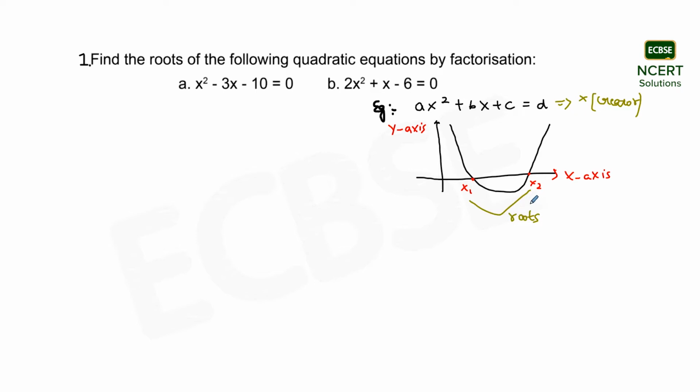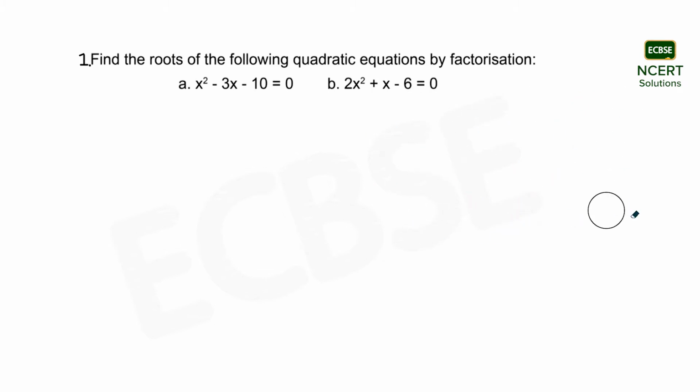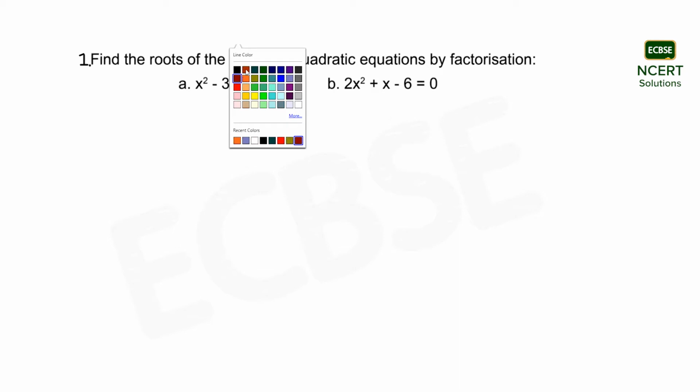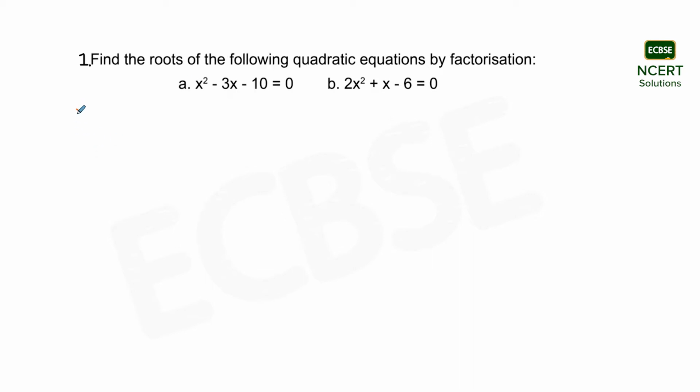That is, we need to find those values of the variable x at which the graphical representation of the quadratic equation cuts the x-axis. I hope it is clear what exactly the meaning of roots is. So now, coming to the question, the first quadratic equation provided is x square plus 3x minus 10 is equal to 0.